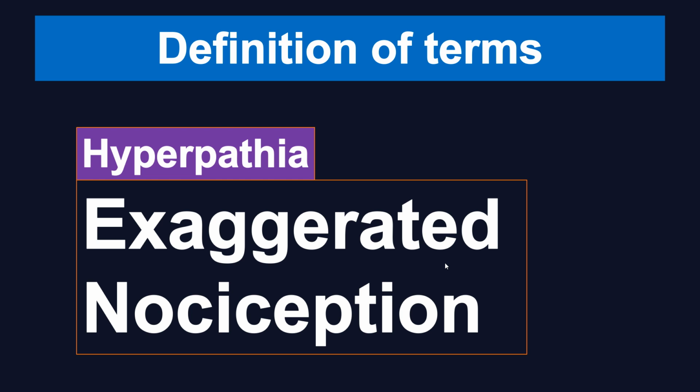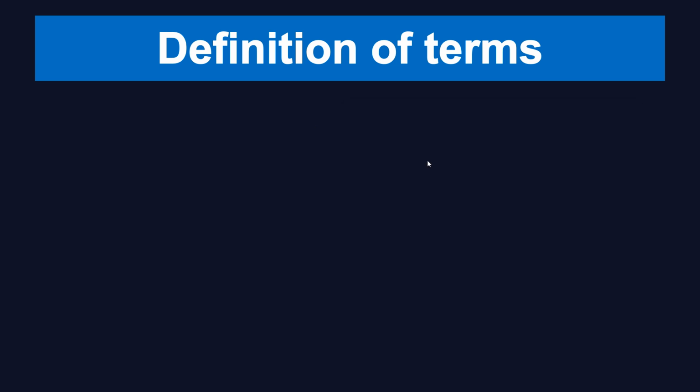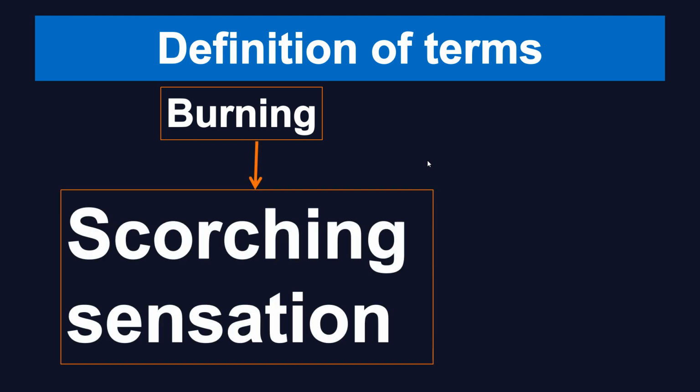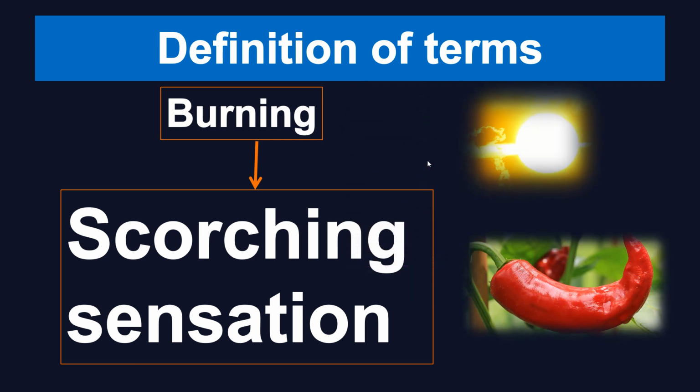Hyperpathia is an exaggerated nociception. This means pain experience that lasts longer than usual and is more intense and severe than normally expected, and is also often very explosive in character. Hyperpathia is a feature of BMS and many other neurologic and neuralgiform disorders. So, when patients say they have burning oral sensation, what exactly do they mean? Well, burning is often described as a scorching sensation, some using the sun's heat wave as reference and others using chills as reference. Burning of the oral cavity is the main feature of burning mouth syndrome.